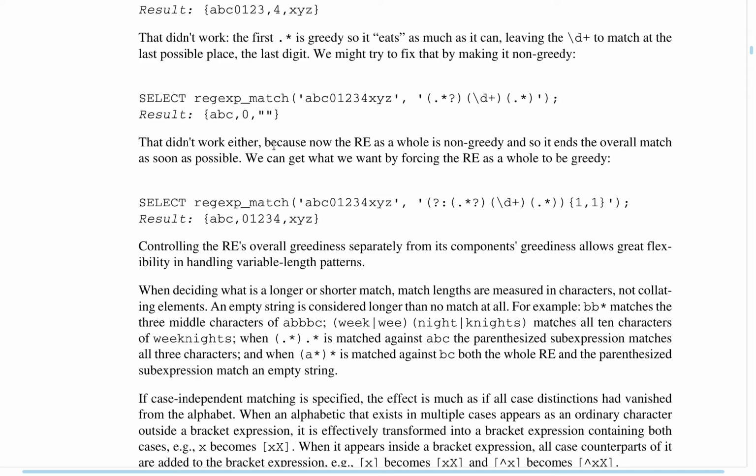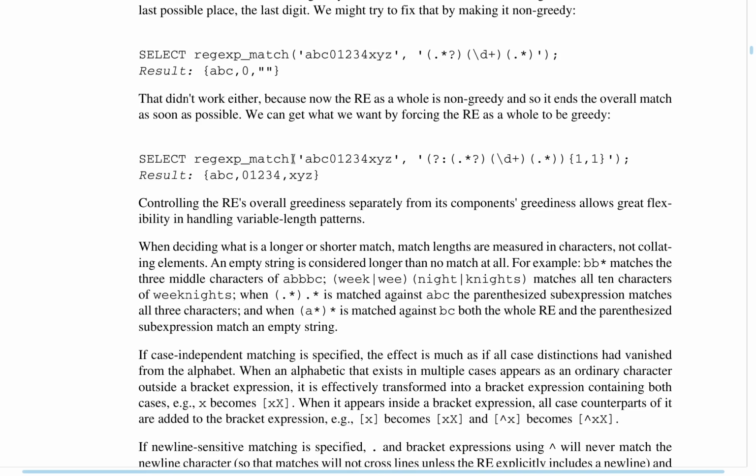That didn't work either, because now the RE as a whole is non-greedy, and so it ends the overall match as soon as possible. We can get what we want by forcing the RE as a whole to be greedy. So we have the regex match here, (?:.*?\d+.*) and then we make the whole RE greedy by specifying this {1,1} here. Now the match will happen.